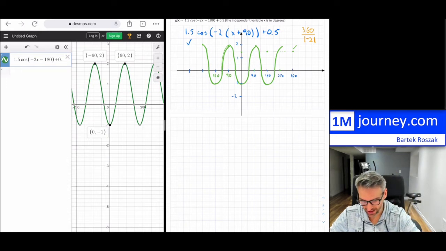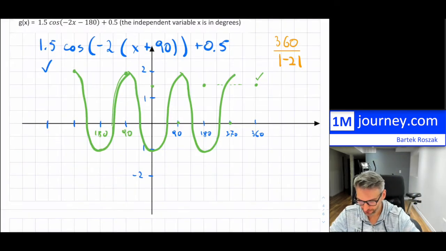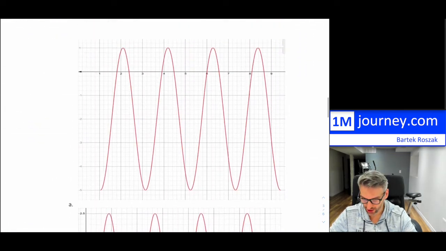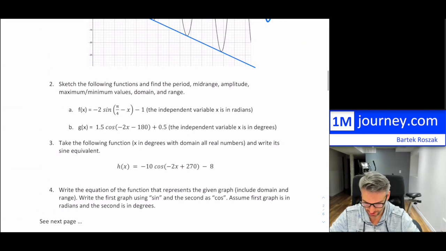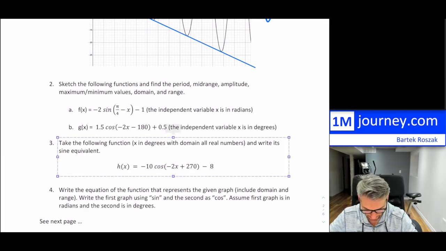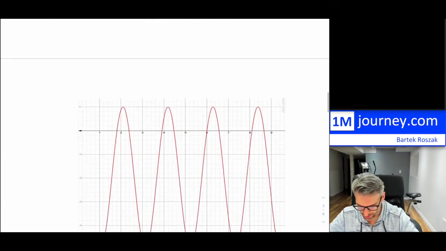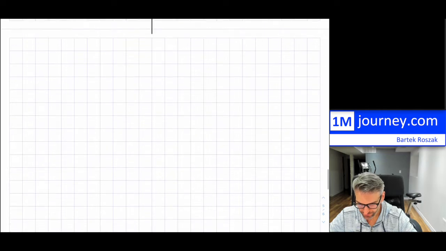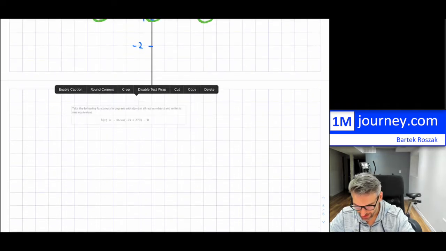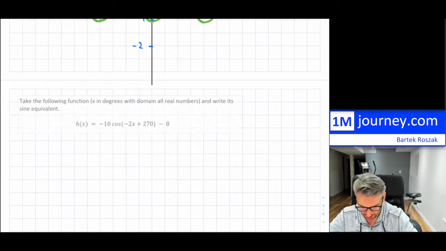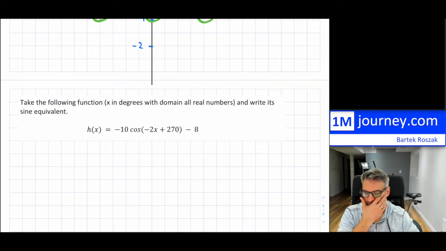Okay, so that's another question for us. Let's now continue. What else do they give us? Question 3. I'm going to copy it down. This one doesn't look very long. Take the following function, x is in degrees with domain all real numbers, and write its sine equivalent.